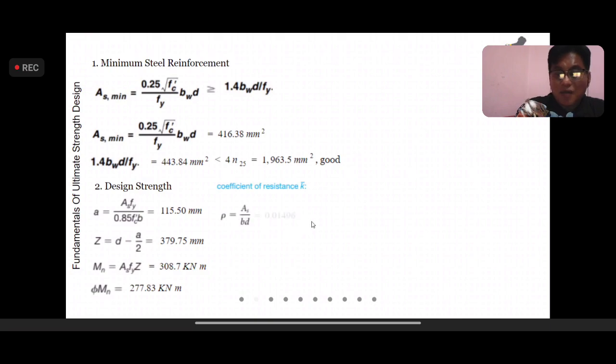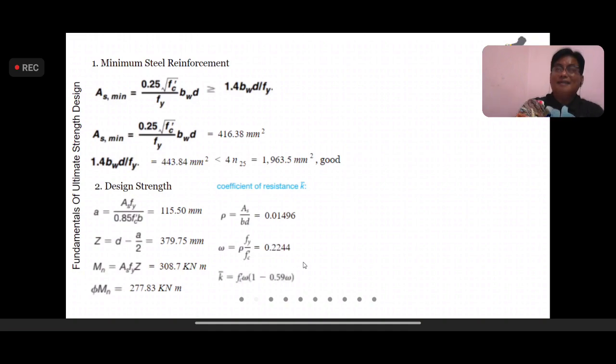We can also solve this magnitude by virtue of coefficient of resistance. So may steel ratio ka, which is 0.01496. Kinompute ko na yan. Recomputed, paki-recompute nyo na lang. At we have omega, just like what we have presented in the previous slide. Rho, steel ratio, Fy over Fc prime, ikokompute din yan. And then the coefficient of resistance, Fc prime omega times 1 minus 0.59 omega. And then we equate this, we can compute that as 5.3734. Remember the formula?